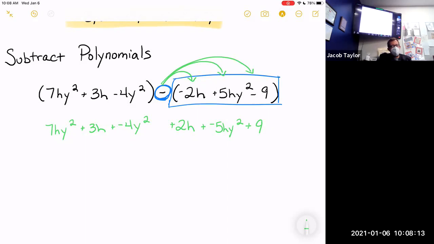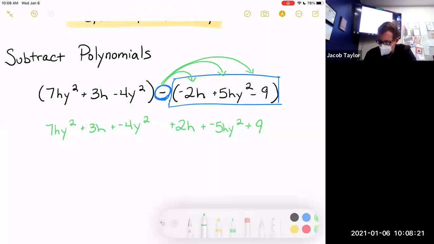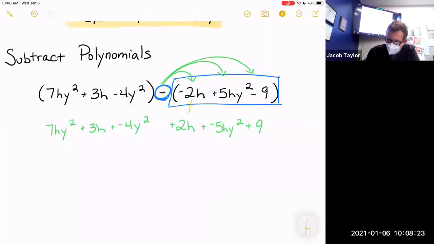Change all subtraction to adding the opposite. So basically what we did was we changed the sign of every single thing in that set of parentheses. The minus 2h became positive 2h, the plus 5hy squared became negative 5hy squared, and the minus 9 became plus 9. And that's only for that side, right? Right, right. It's only for the part after the minus sign.